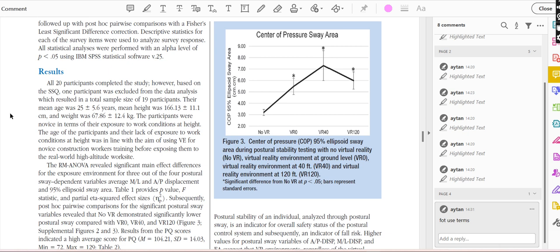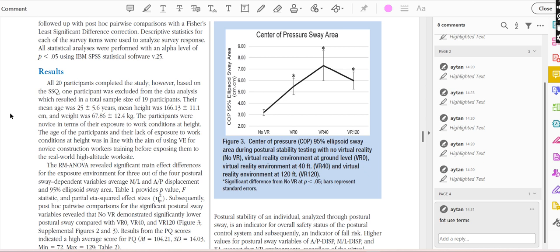The participants were novice in terms of their exposure to work conditions at height. The age of the participants and their lack of exposure to work conditions at height was in line with the aim of using VE for novice construction workers training before exposing them to the real-world high-altitude worksite.